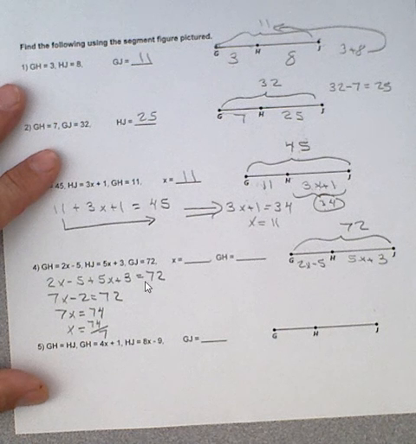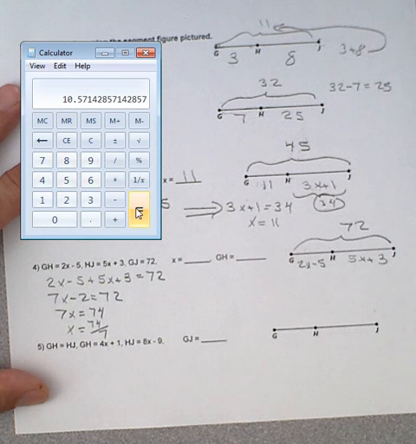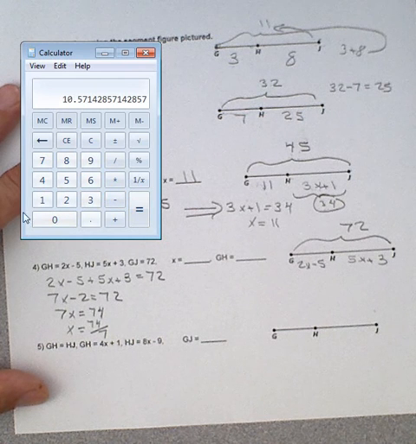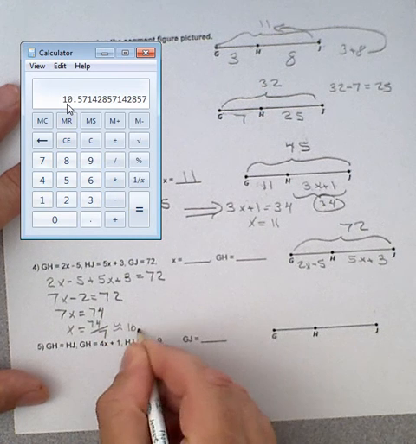74 divided by 7, if I pull that up, 10.5, and it makes me wonder if there's a mistake. So, if I want to, I can double check this by approximating. 74 over 7 is about 10.6.